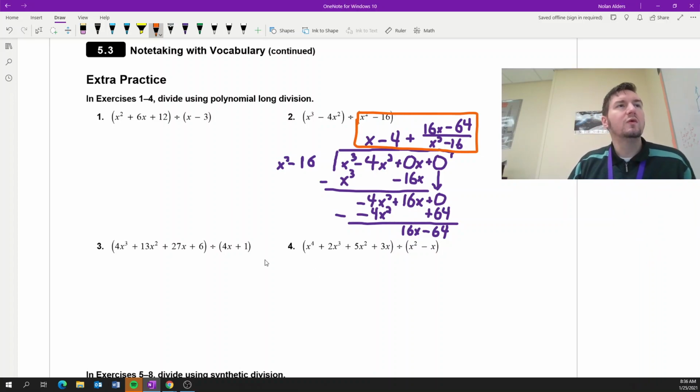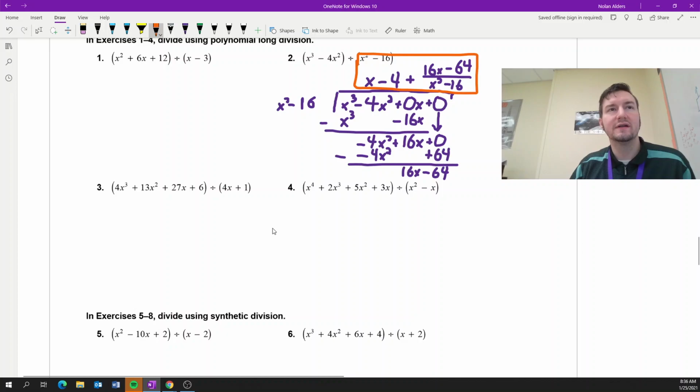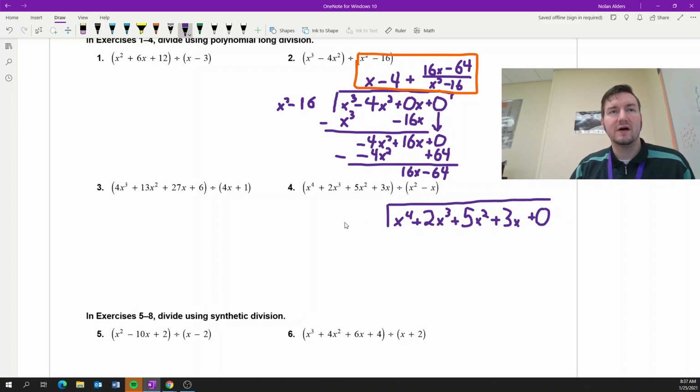All right, let's do one more just for fun. Let's do this last one down here. So we'll write this first thing under the box. So we've got an x to the fourth plus 2x cubed plus 5x squared plus 3x plus 0. Remember, we're going to fill in that last little part because there's not an actual number on the end, so we'll just put a plus 0. All of that is divided by x squared minus x.